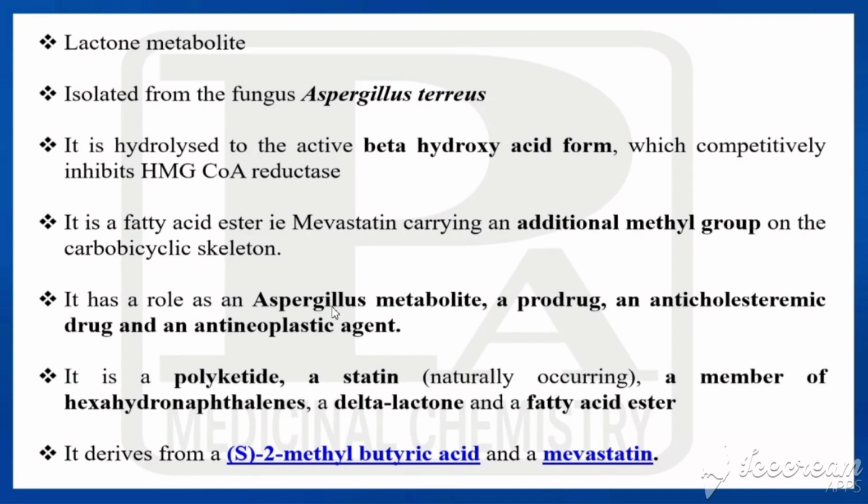It has a role as an Aspergillus metabolite, a prodrug, an anti-cholesterolemic drug and an anti-neoplastic agent. So which anti-hyperlipidemic agent would be used as an anti-neoplastic agent? That is called lovastatin. It is a polyketide, a statin, a naturally occurring statin, and a member of hexahydronaphthalenes, a delta-lactone, and a fatty acid ester. It derives from S configuration 2-methylbutyric acid and mevastatin.